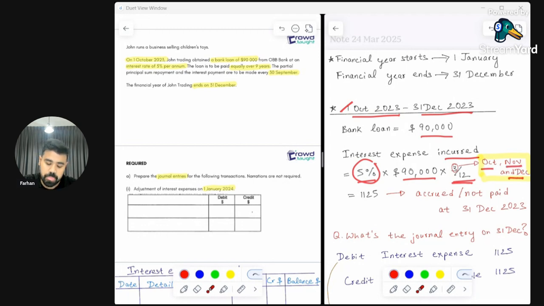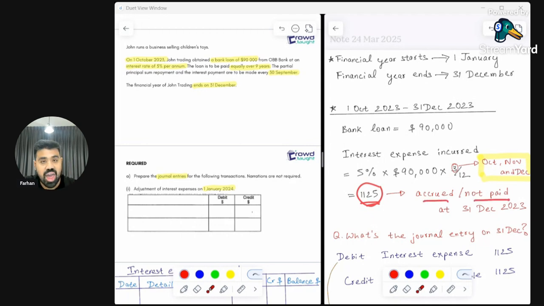So altogether, the interest expense that we have incurred for the 3 months of October, November, and December 2023 is $1,125. And we know for sure that at 31 December 2023, $1,125 is still accrued, which also means that it hasn't been paid using cash. Okay, and this is very important here.